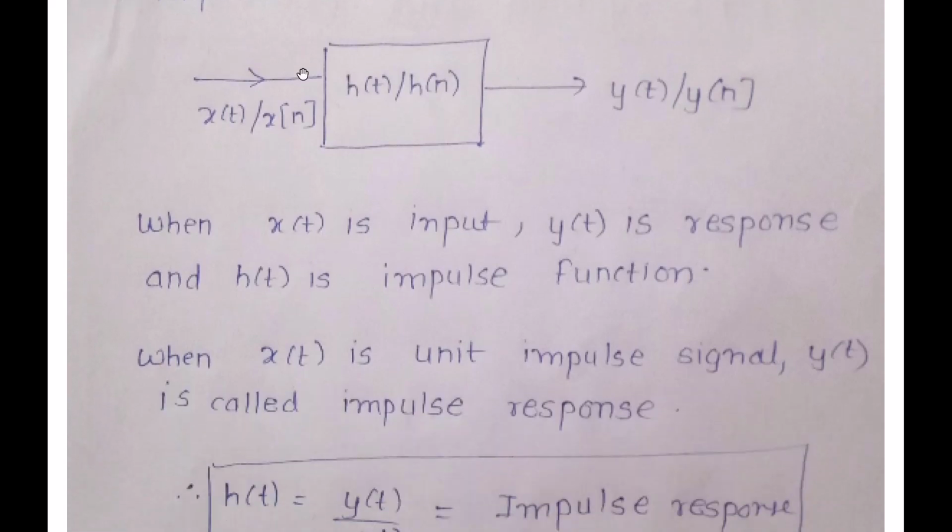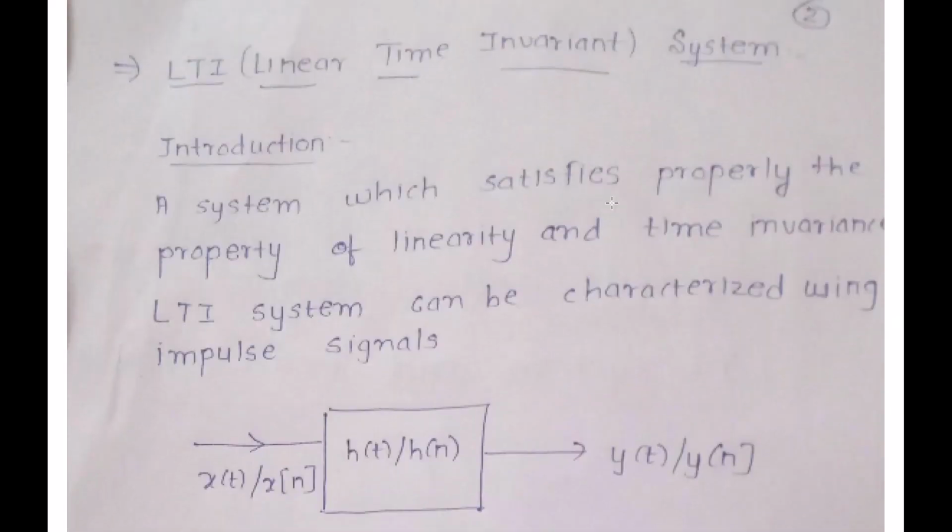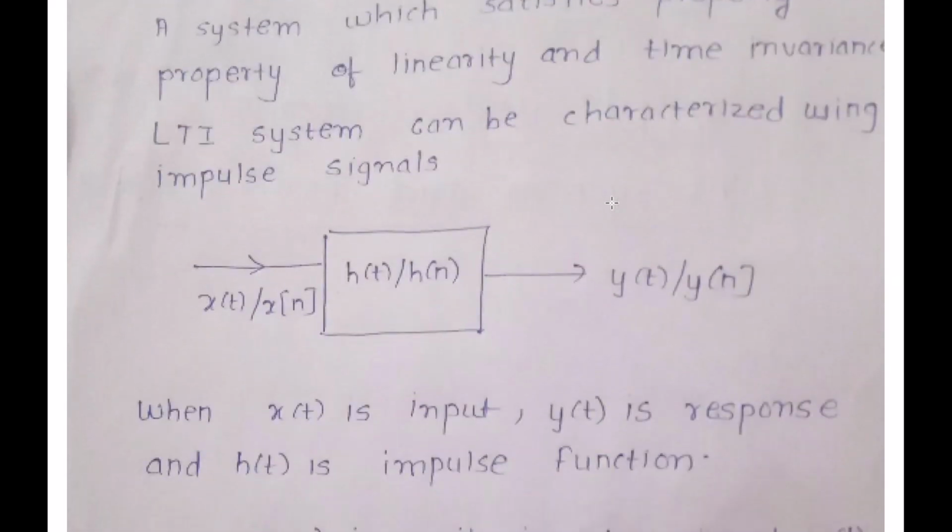Then we have the input signal, which can be x of t or x of n. X of t is the continuous time domain signal, and x of n is the discrete time signal. Then you have h of t and h of n. The h of t is basically the impulse function, in terms of your continuous time domain, and h of n is in terms of your discrete domain. And then you have y of t and y of n. The y of t is the output signal in continuous time domain, and the y of n is the discrete signal. So a linear time invariant system will always satisfy the properties of linearity and time invariance.